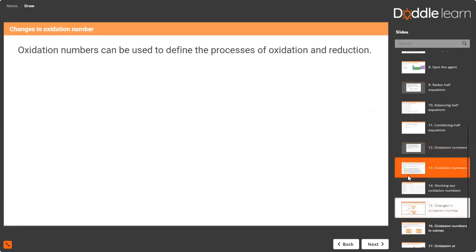So we're going to look at changes in oxidation number. Just checking the time. Cool.